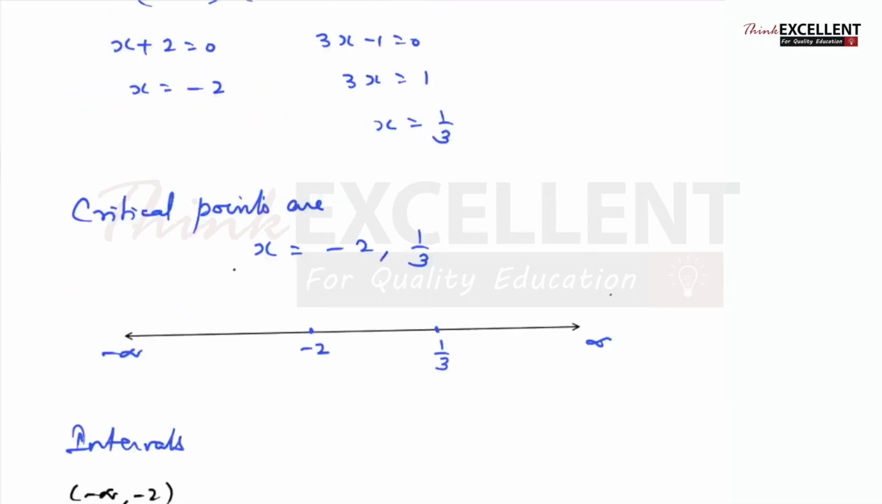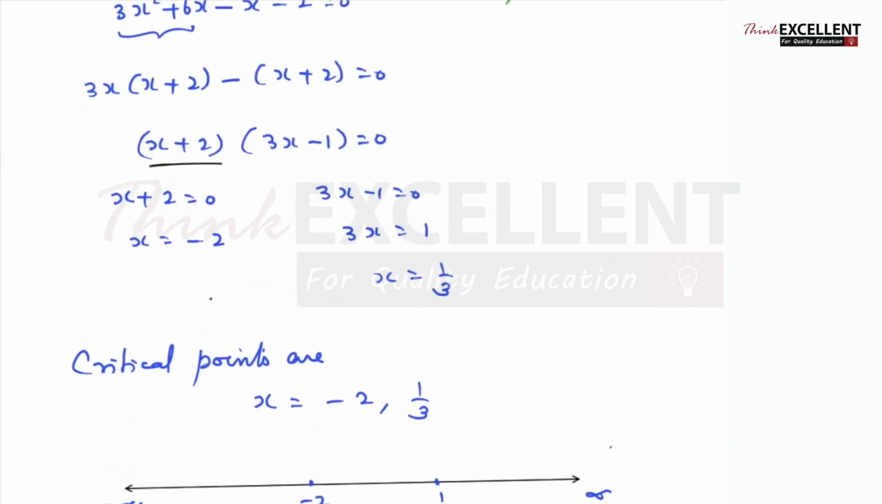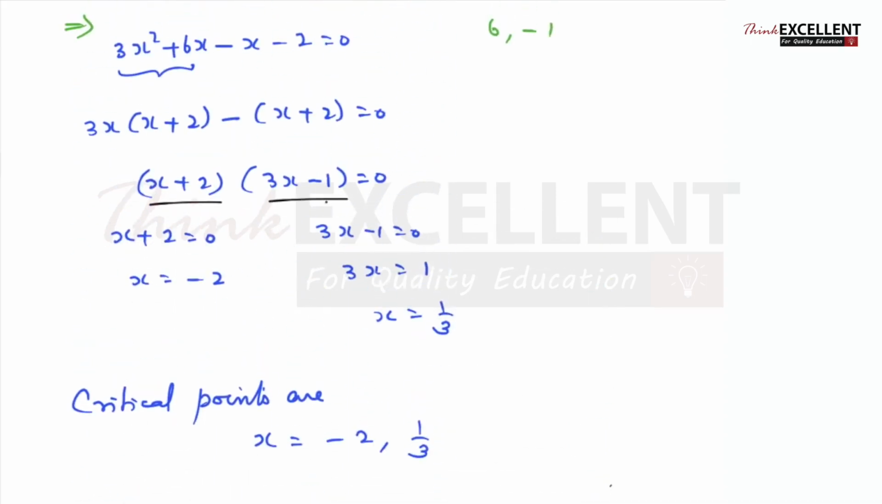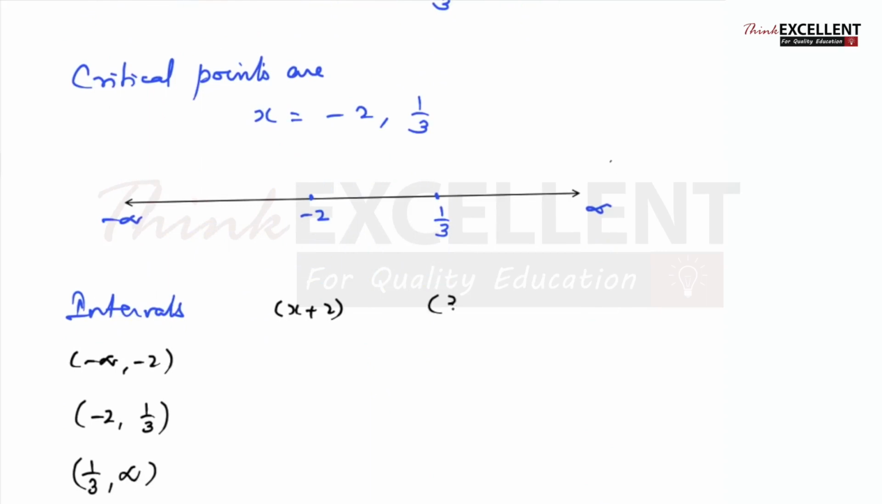Now we take the first factor. Here two factors. First factor is x plus 2. Second factor is 3x minus 1. You have to look into the sign. When you multiply these two, you get the original function that I am taking as f(x). So we are going to find the sign of this.